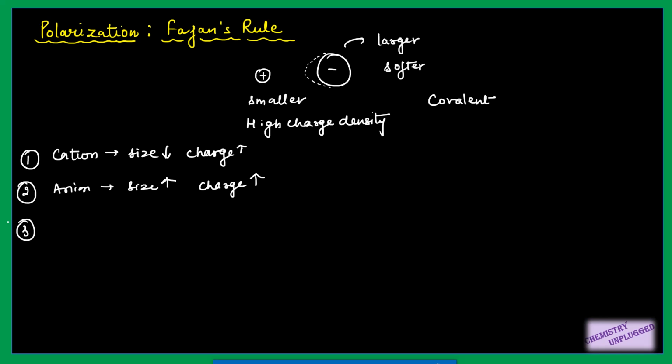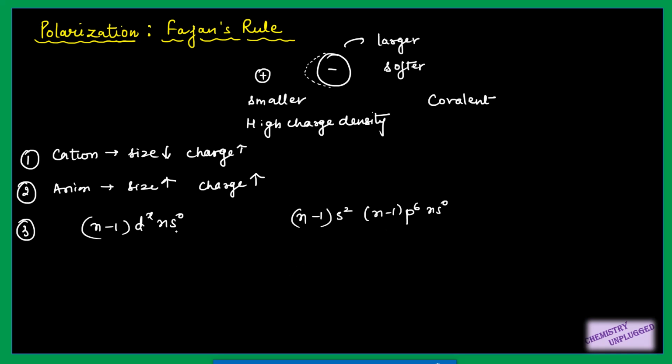Third point is very important, which will be useful for us: when a cation has a configuration similar to transition metals, it causes an increase in the covalent character. How? So we have this type of configuration for a cation, and we have another cation which has a configuration similar to the noble gases, like this, right?